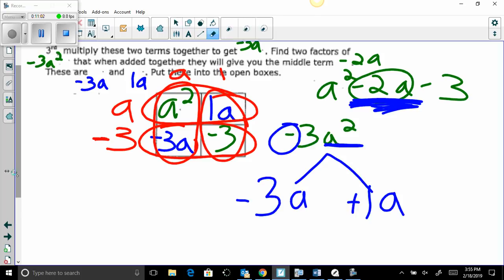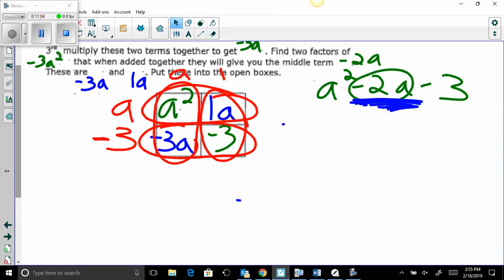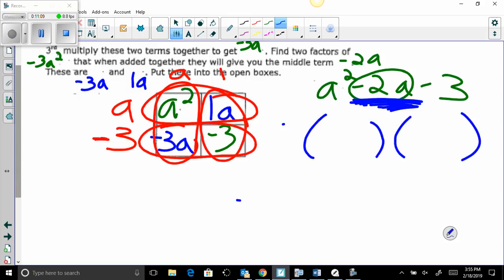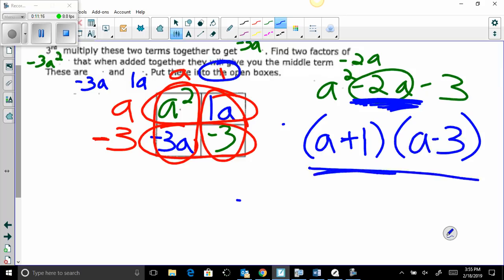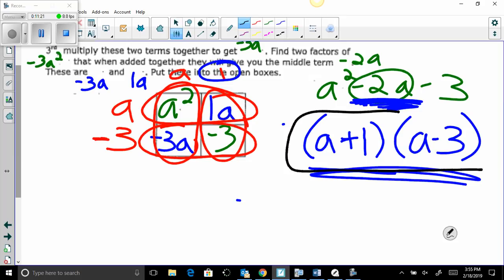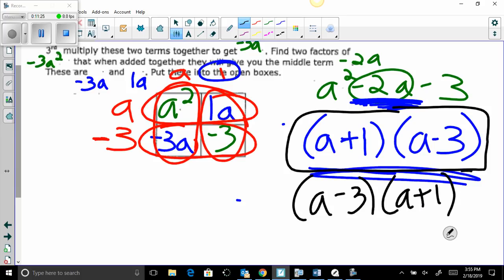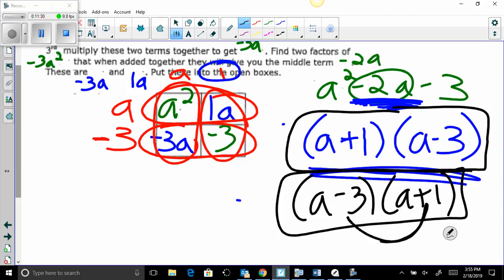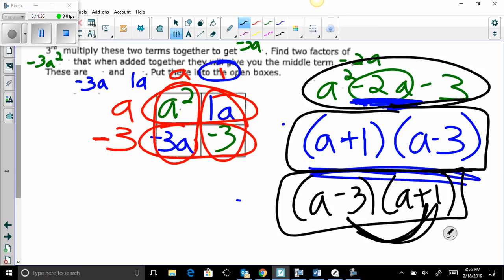So this trinomial that I have up here, a squared minus 2a minus 3, breaks into these two binomials, a plus 1, this one is positive, and a minus 3. It didn't matter which binomial I put in which spot. That would be my answer. So I could put it as a minus 3 and a plus 1. It doesn't matter which one goes where. These both mean the same thing. If I doubted my answer, box it back up or FOIL it. Some of you like to FOIL to see if I get what I started with.